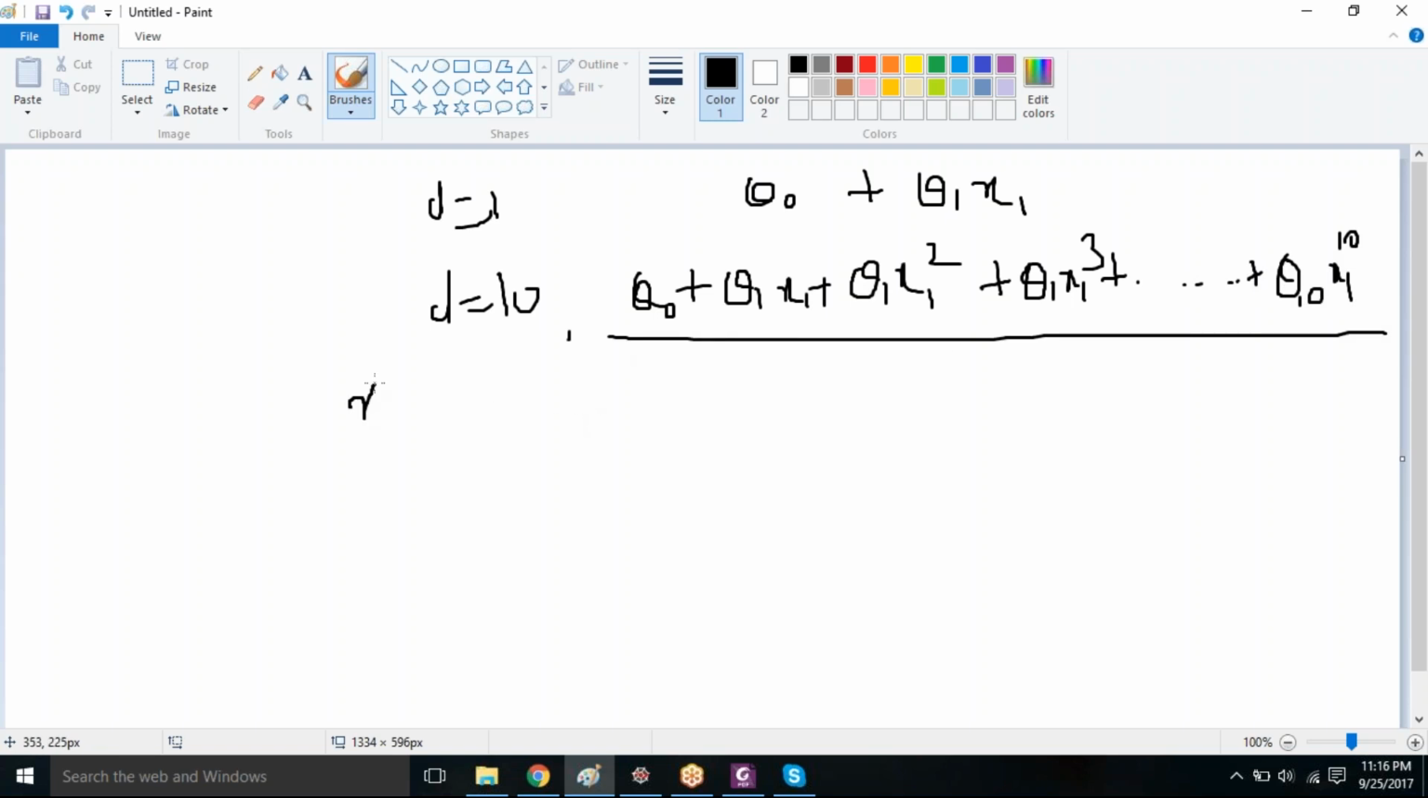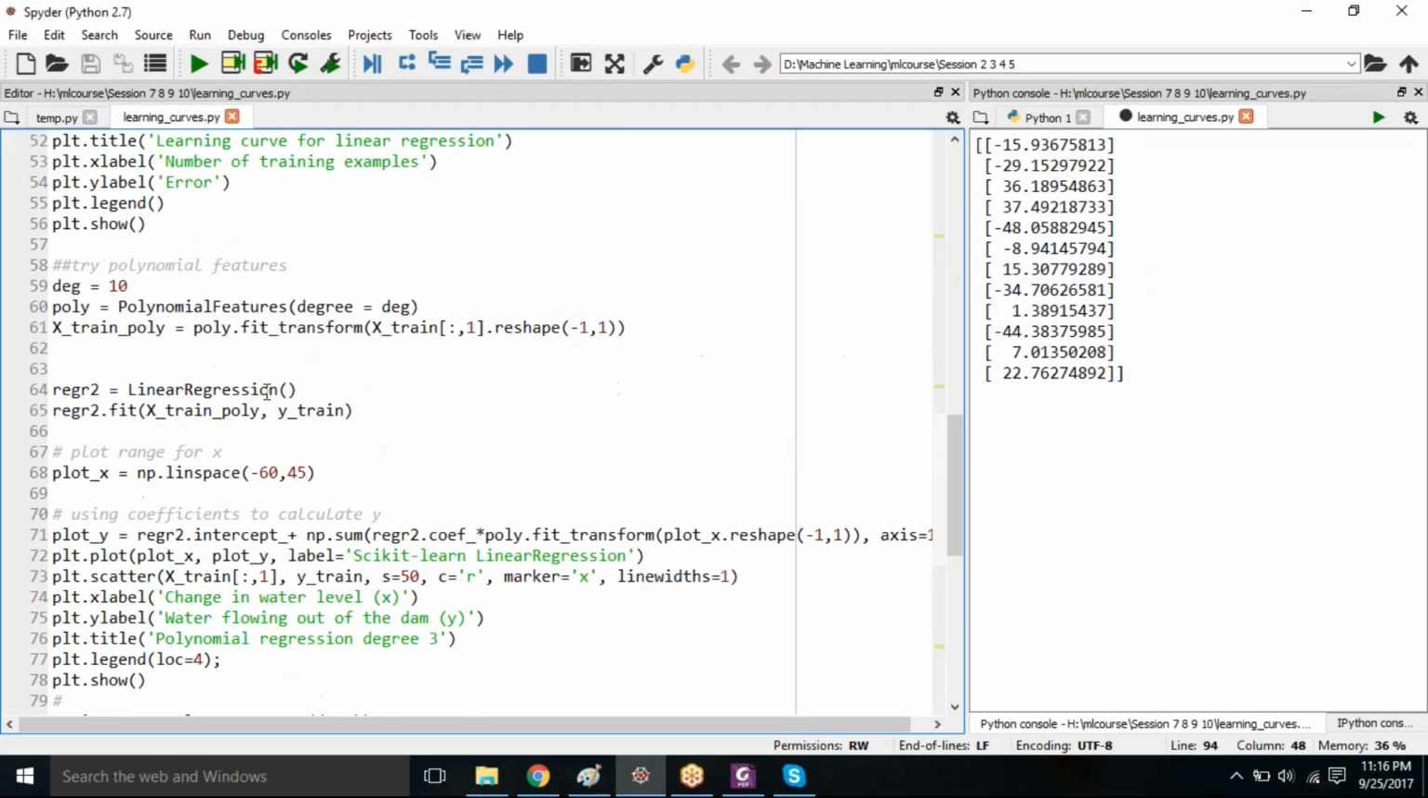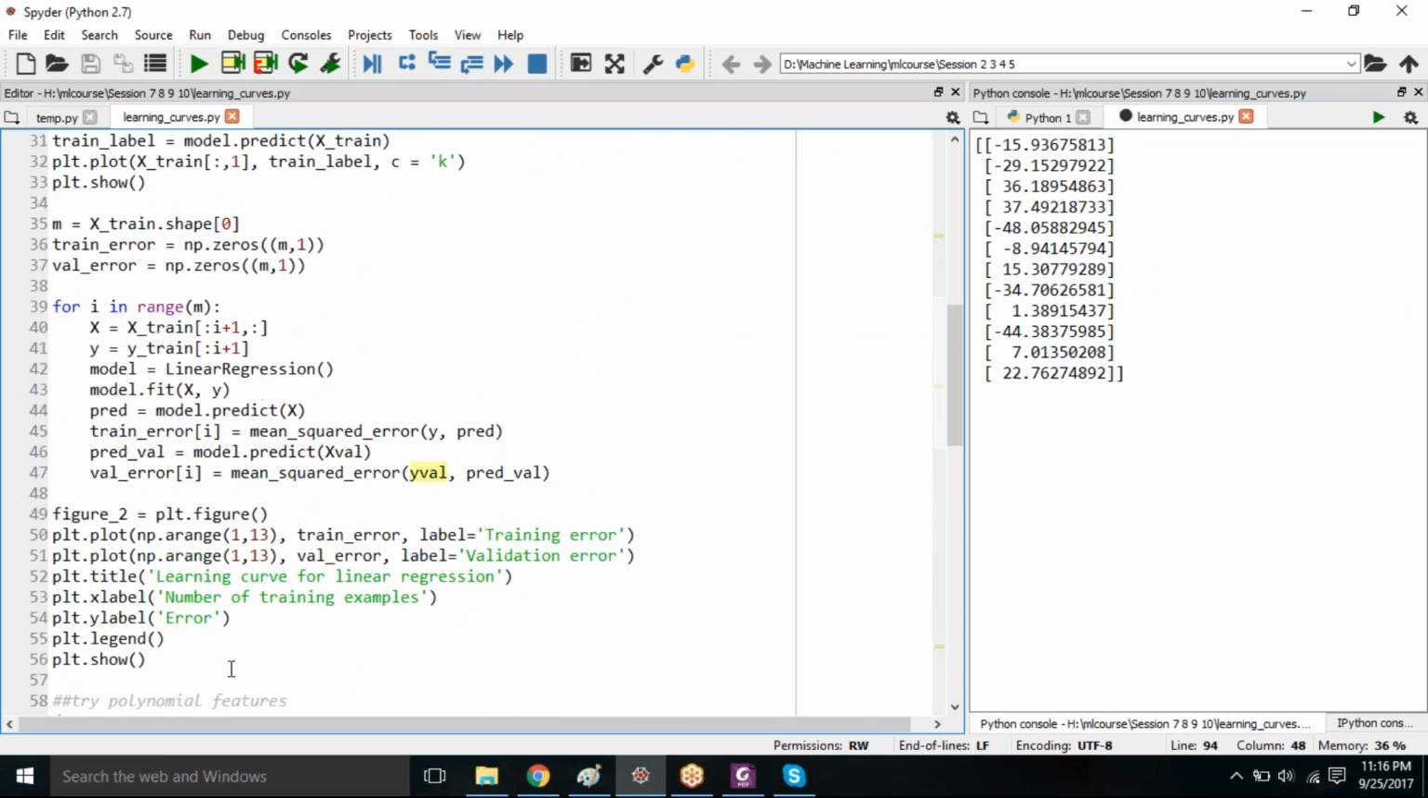So basically from your x1, which was actually the amount of change in the water level, you have to calculate x1 square, x1 cube, x1 to the 4, x1 to the 5. These things you have to derive. You have to calculate all these polynomial features, right? So that you can fit it in this equation, isn't it? So basically, if you see here, this part was clear, right?